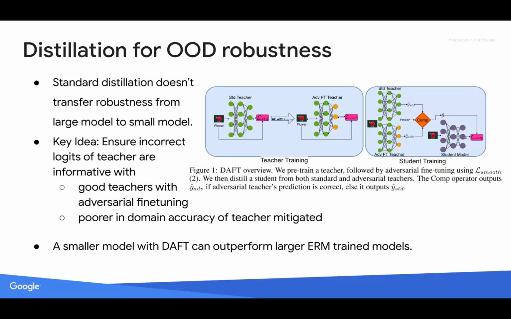So in order to overcome that, we add a regularization term which ensures that even the incorrect logits of the teacher model are meaningful. And consequently, if we train the teacher model using both literal fine tuning as well as this regularization term, which encourages the incorrect logits to be smoother, it turns out that this leads to better teachers. And once we train this teacher, we can then use it to distill into a smaller student model. The overall approach is what we call DAFT, which is distilling adversarial fine-tuned models.